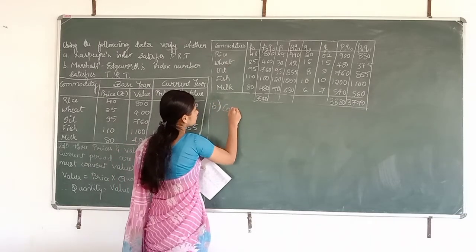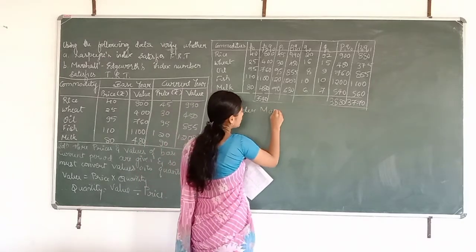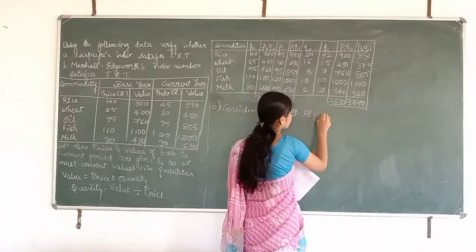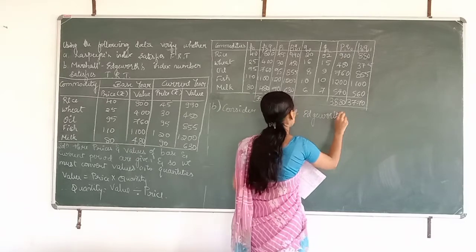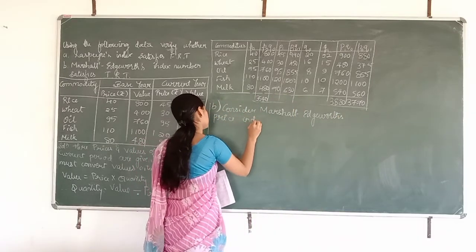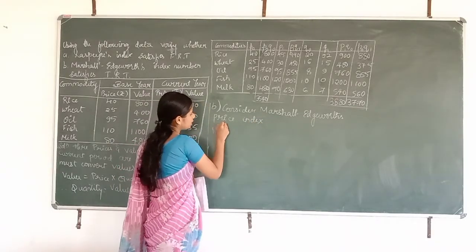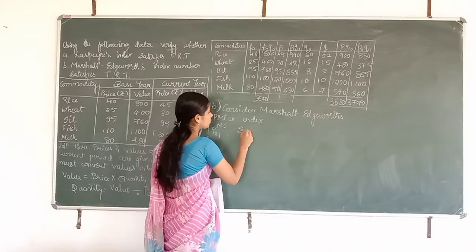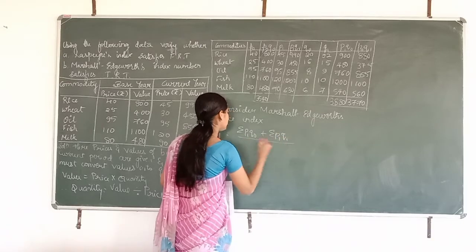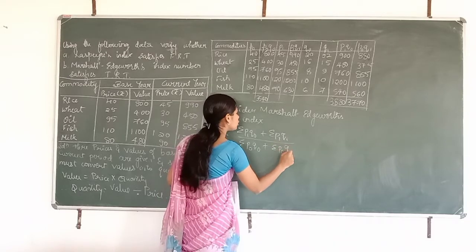Consider, first we need P01 of Marshall-Edgeworth. Consider the Marshall-Edgeworth price index. So what is the formula of the Marshall-Edgeworth price index? P01 is equal to summation P1 Q0 plus summation P1 Q1 divided by summation P0 Q0 plus summation P0 Q1.